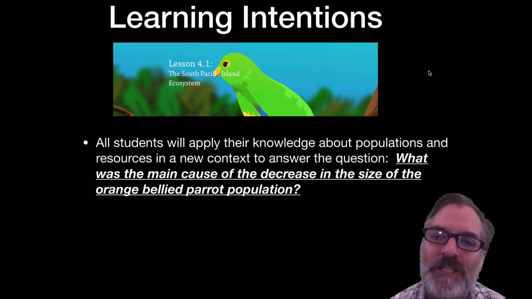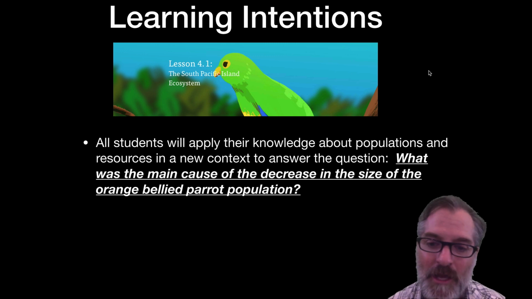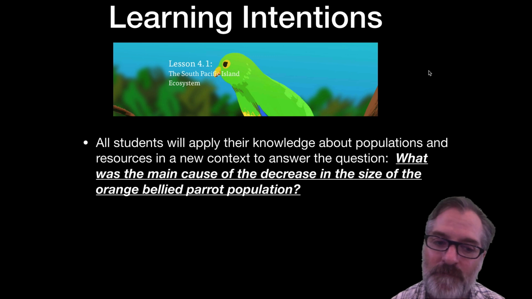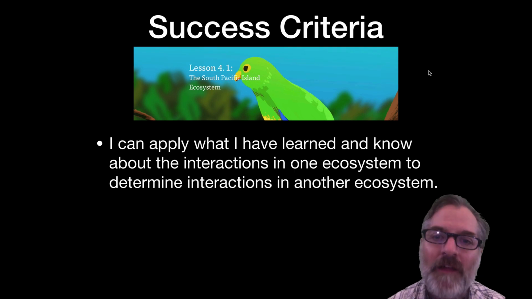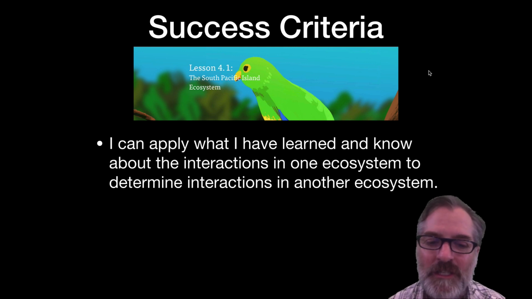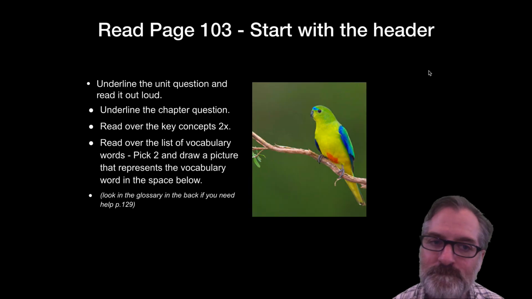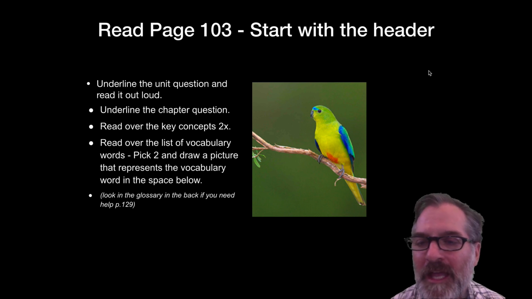So the learning intention for lesson 4.1: all students will apply their knowledge about populations and resources in a new context to answer the question, what was the main cause of the decrease in the size of the orange-bellied parrot population? The success criteria: I can apply what I have learned and know about the interactions in one ecosystem to determine interactions in another ecosystem.